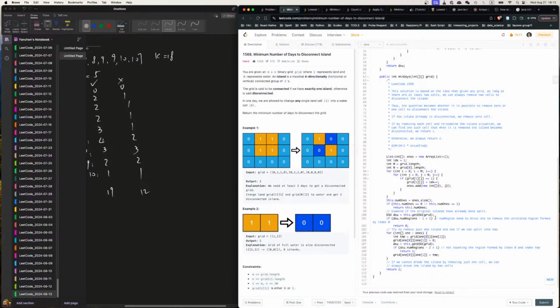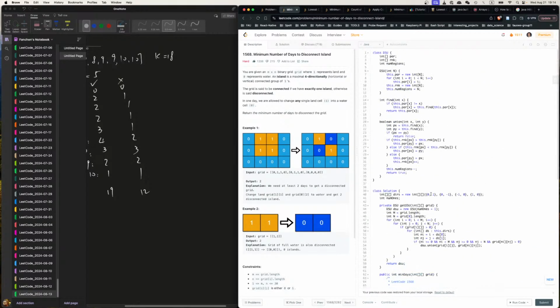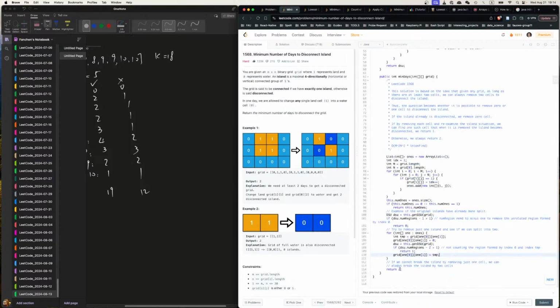If it's larger than 1, we already have more than 1 region with 0. Otherwise, we'll go through every one of them. We set it to 0, go through this, we check, right? And then we return this. And we have its indices because we need it for doing the DSU. And then if we cannot break the island by removing just 1 cell, we can always break the island by removing 2 cells. Yes, that is the thing.